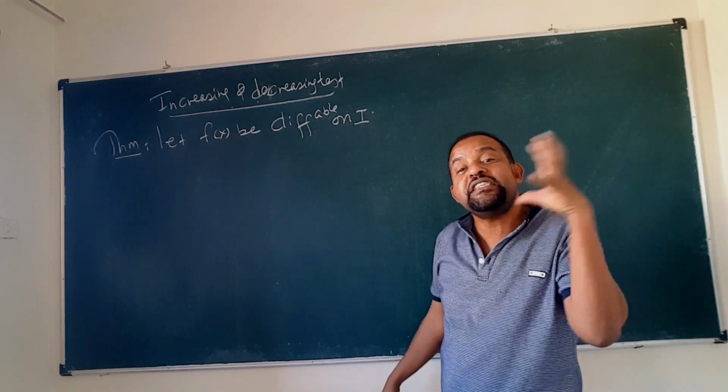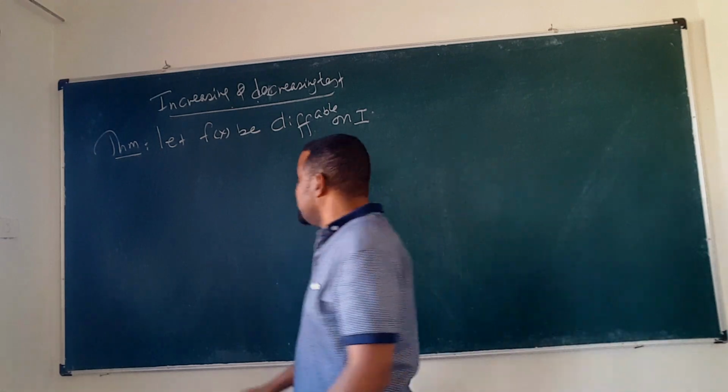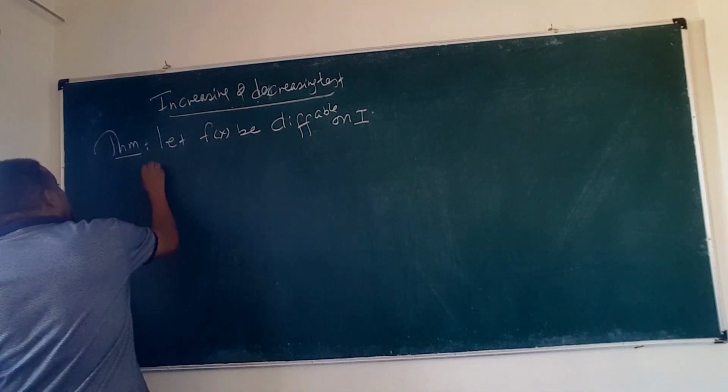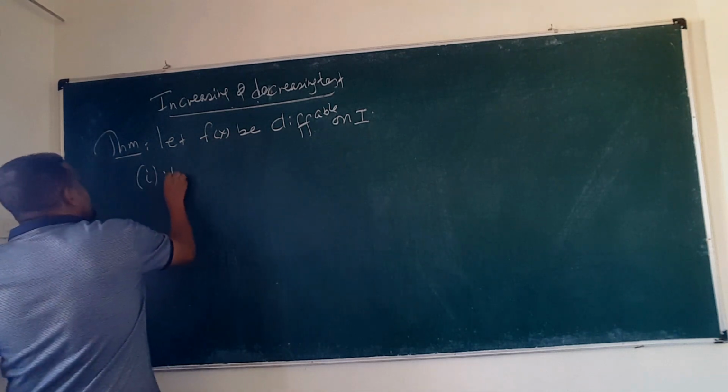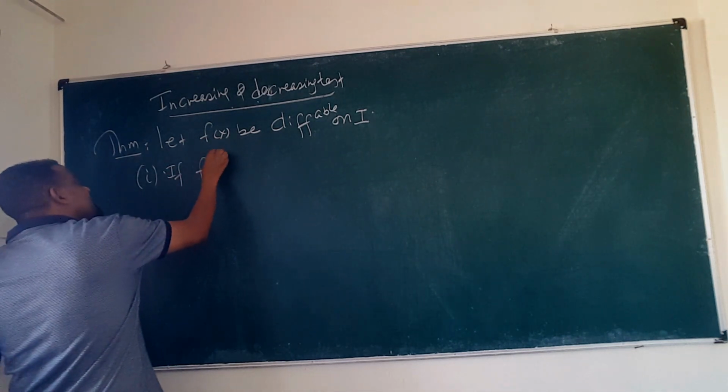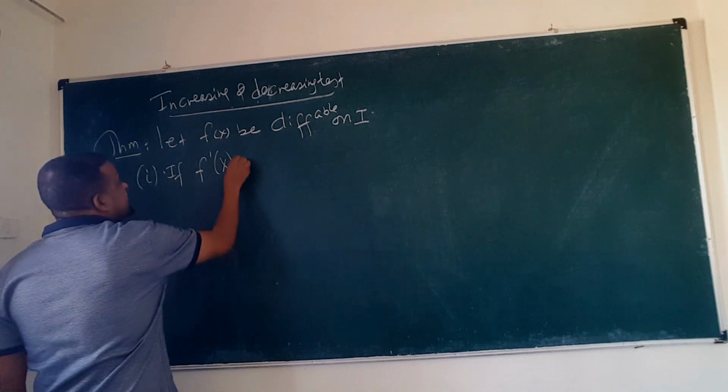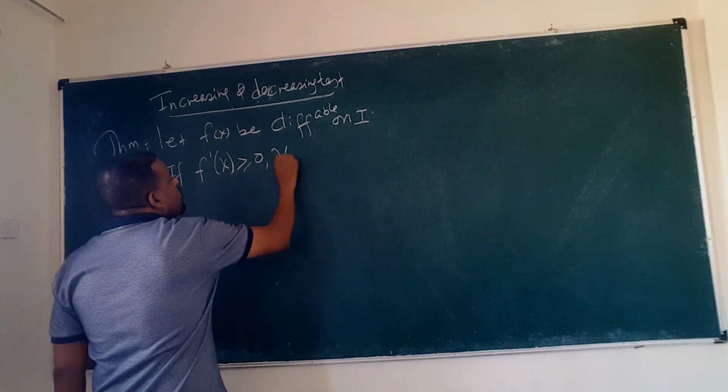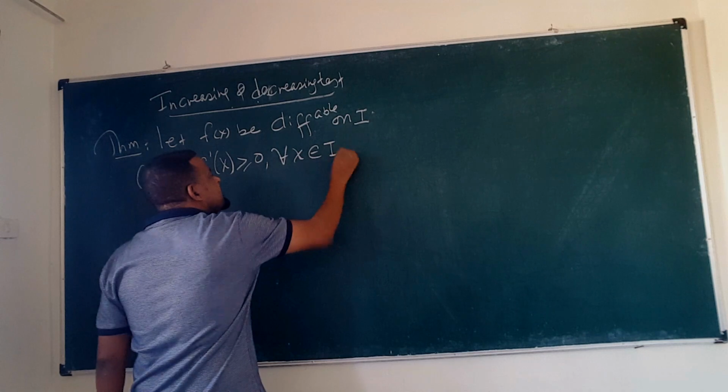That means it has a tangent line having a slope. Good. Now, the first test is, look, if the first derivative of the function f of x is greater than or equal to 0 for all x elements of this I.